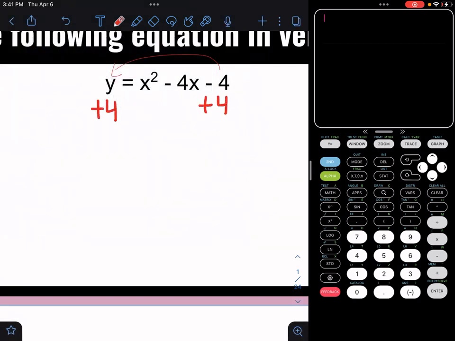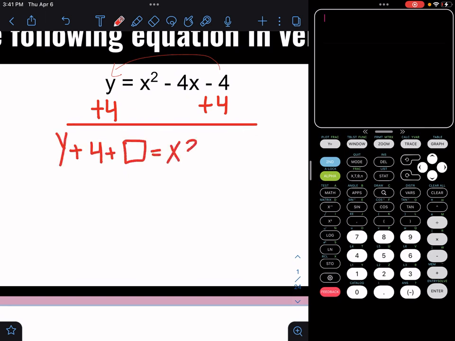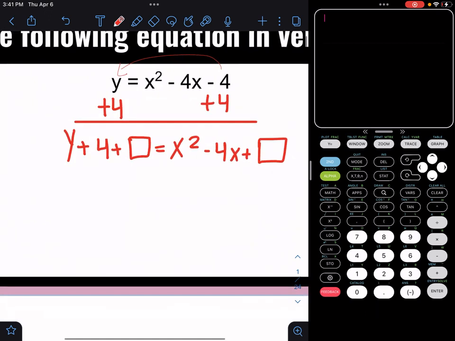So then I would get y plus 4, and I'm going to put a box on that side, equals x squared minus 4x plus a box. Now the number that goes inside the box, we take the value of b, which is the number next to x, -4, divided by 2, which is -2, then square it, and that is 4. So 4 goes inside each of these boxes.